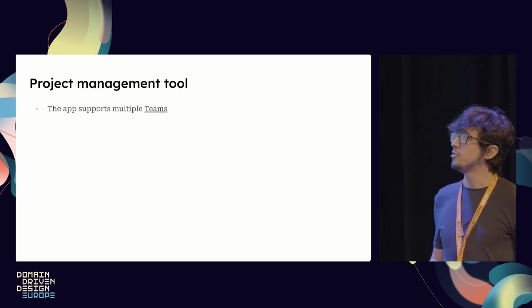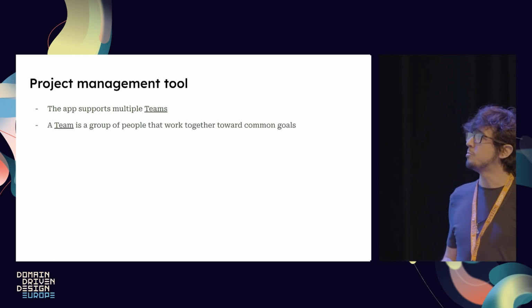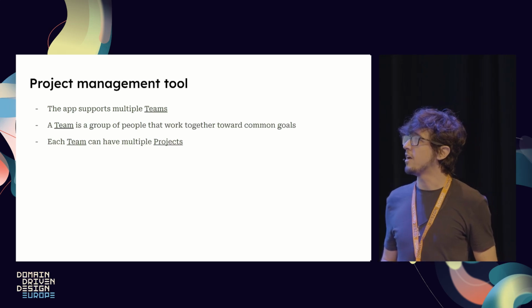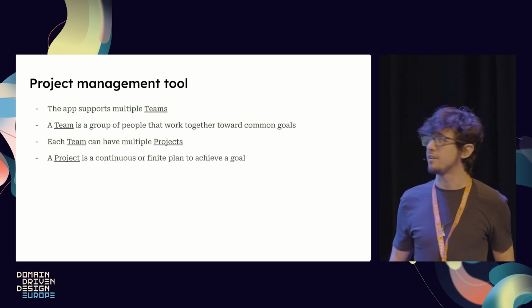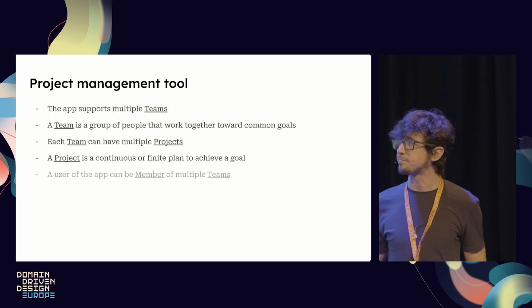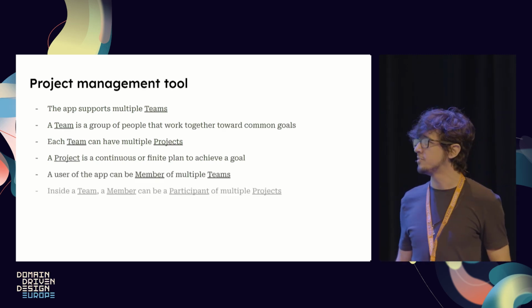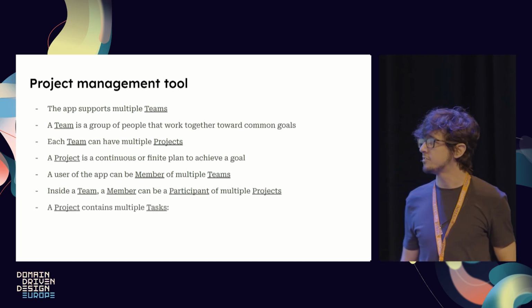So this project management tool is an app that supports multiple teams. A team is a group of people that work together toward a common goal. Each team can have multiple projects. A project is a continuous or finite plan to achieve a goal. A user of the app can be a member of multiple teams. And inside the team, a member can be a participant of multiple projects.